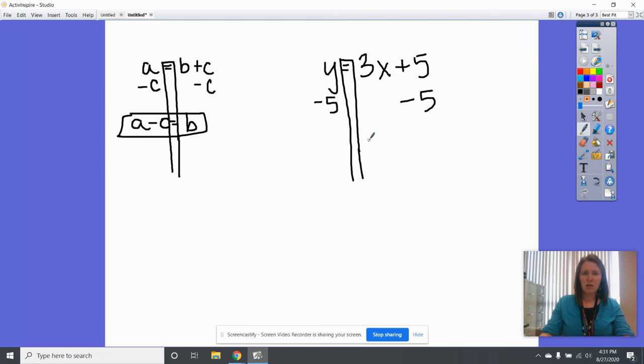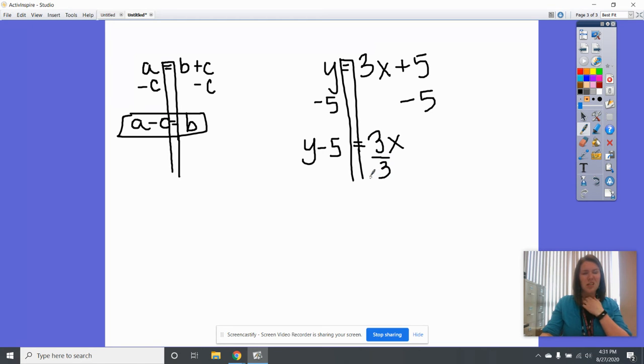So then this is gone and the only thing left is 3x. But over on the left side, y minus 5, those are not like terms. So I cannot combine them. So I literally will write y minus 5. Okay, I'm not done yet though. X is not by itself. So now we need to divide by 3.